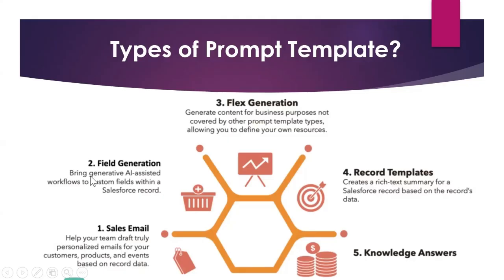Second is the field generation. It brings the generative AI assistant workflow to custom fields within a Salesforce record. Flex generates content for business purposes not covered by other prompt template types, allowing you to define your own resources. Record summary creates a rich text summary for a Salesforce record based on the record data. And there's a knowledge answer. So these are the 5 prompt templates we can create in Salesforce.